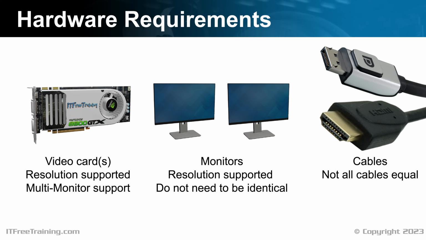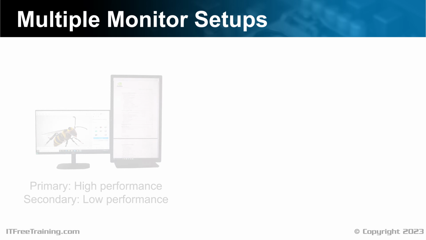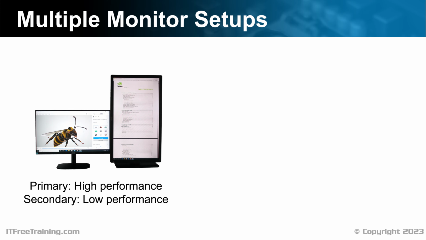Before I look at the hardware requirements in more detail, I will first have a look at how multiple monitors can be used. Knowing what you are trying to achieve will also have an effect on what kind of hardware you will require. When looking at multiple monitors, they generally fall into two categories. The first category is when you have the first or primary monitor used for high-performance applications. The second monitor is used for low-performance applications.